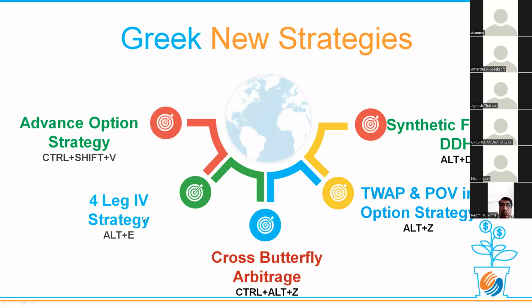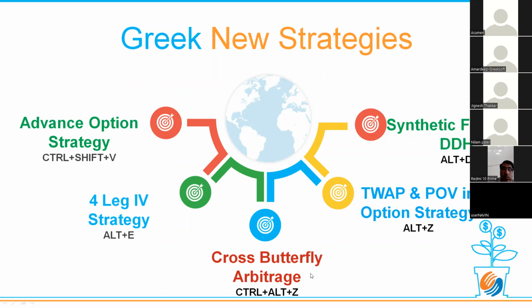If I want to make 4 legs, out of which 2 legs are, say, Bank Nifty and 2 legs are constituents of Bank Nifty, say SBIN or HDFC or ICICI, I can still make a 4 leg strategy with 2 different underlyings. So even that is possible.